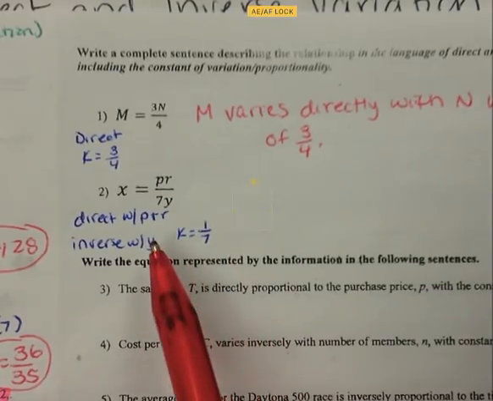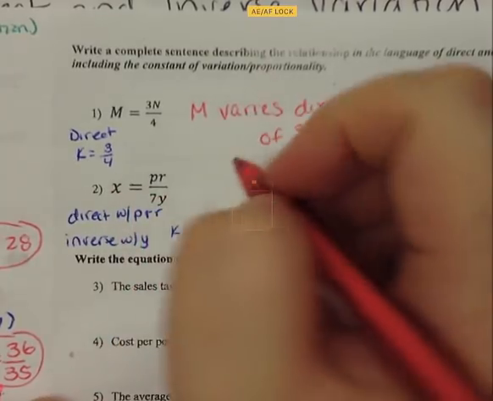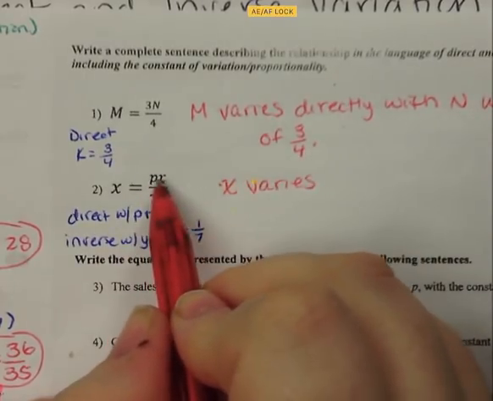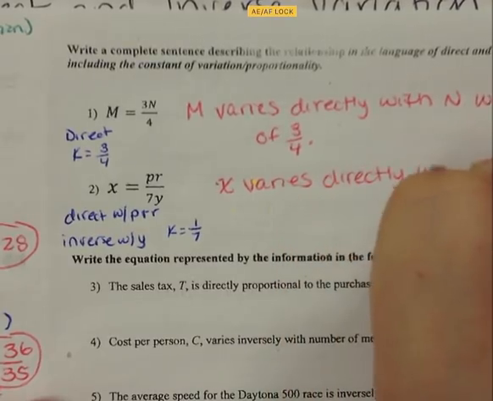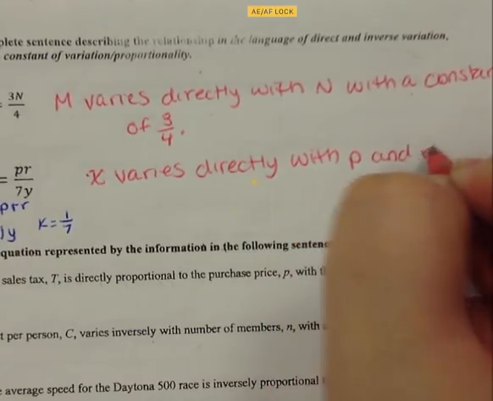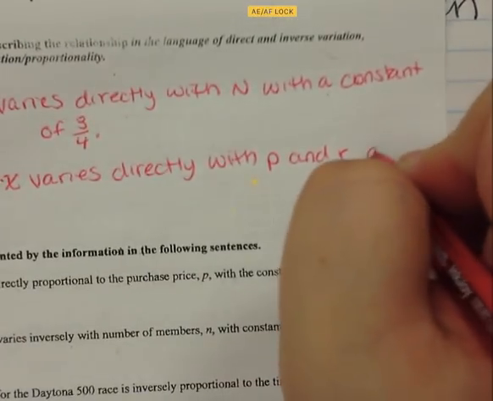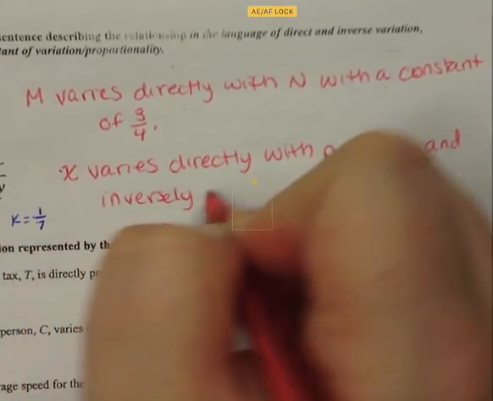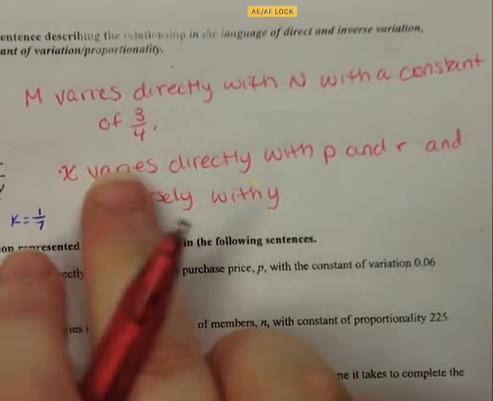Now all we have to do is just write this in a sentence. We have the pieces, now just writing a complete sentence. X equals means x varies. So x varies. We start off with p and r, so directly with p and r. Okay? But then and inversely. So we say and inversely with y. We don't have to say varies again because we already said x varies.